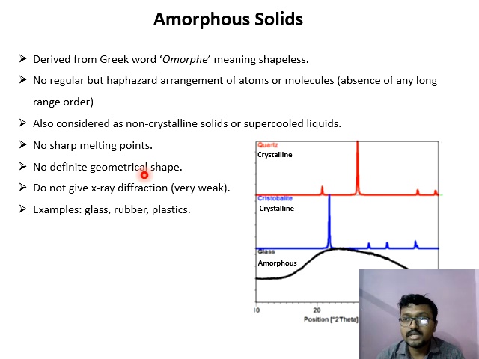Crystalline solids have definite geometrical shapes, like cubic, like hexagonal, or some other definite geometrical shape, but amorphous material has no definite geometrical shape. It will not diffract the X-ray. X-ray diffraction will be very weak. If you see the X-ray diffraction of a crystalline solid, you will get sharp lines, but in amorphous there is no sharp line. Examples of amorphous solids: glass, rubber, plastic.